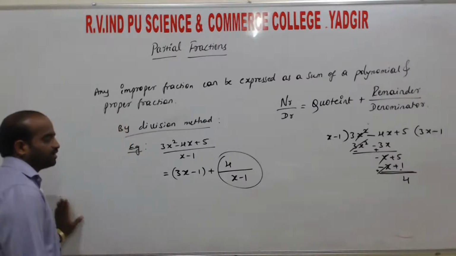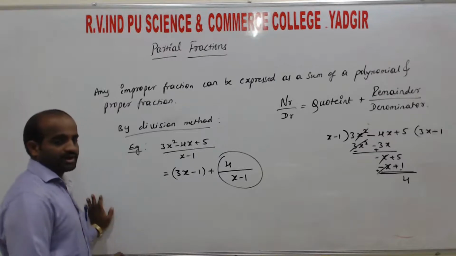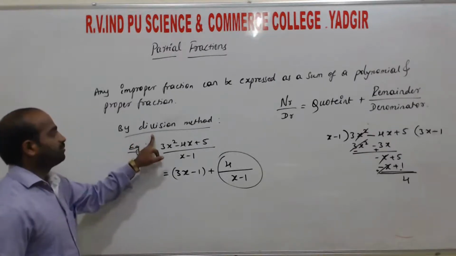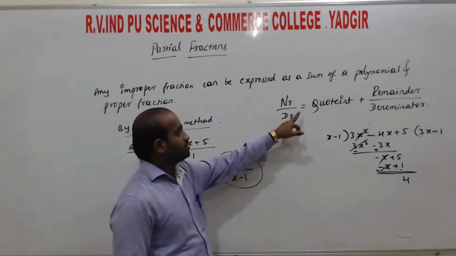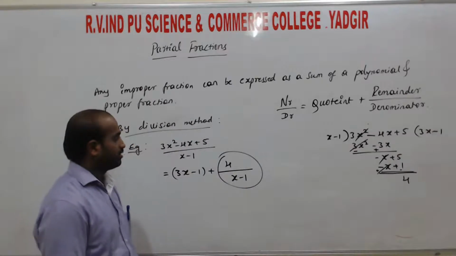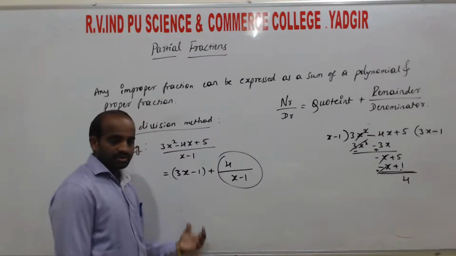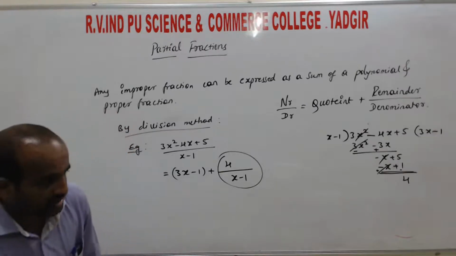First we have to convert it to a proper fraction using the division method: quotient plus remainder divided by denominator. After that, solve the equation. Next I will tell you how to solve the equations. Some rules are there.